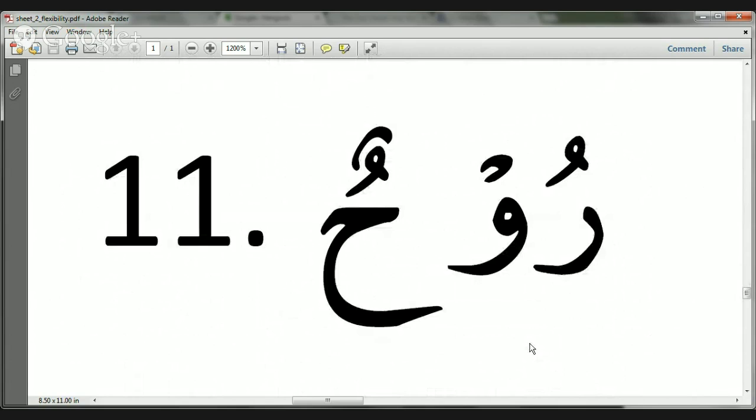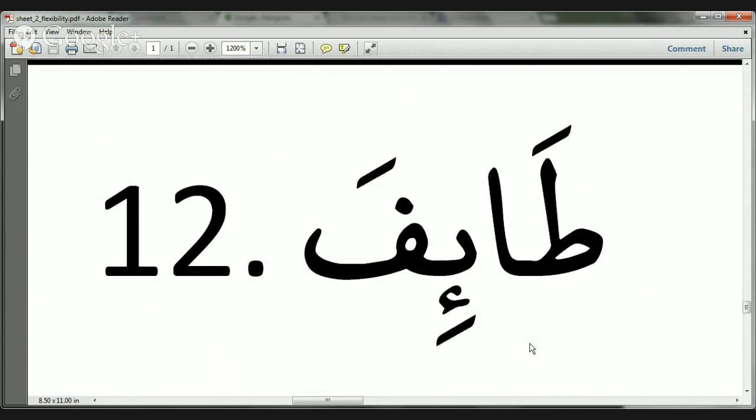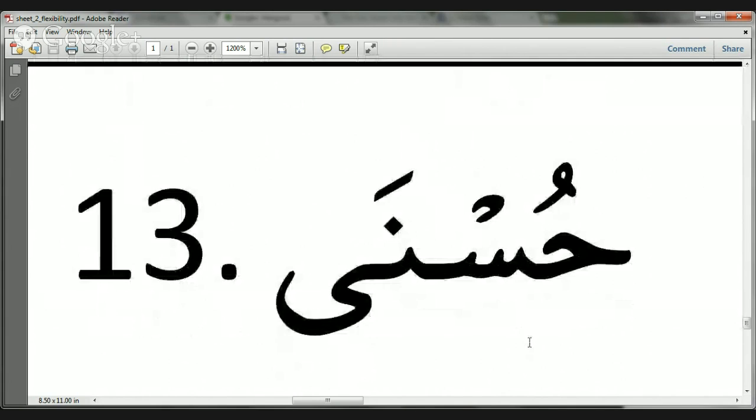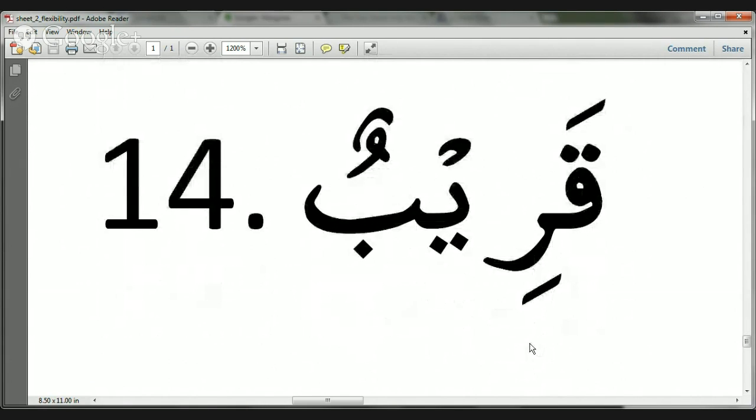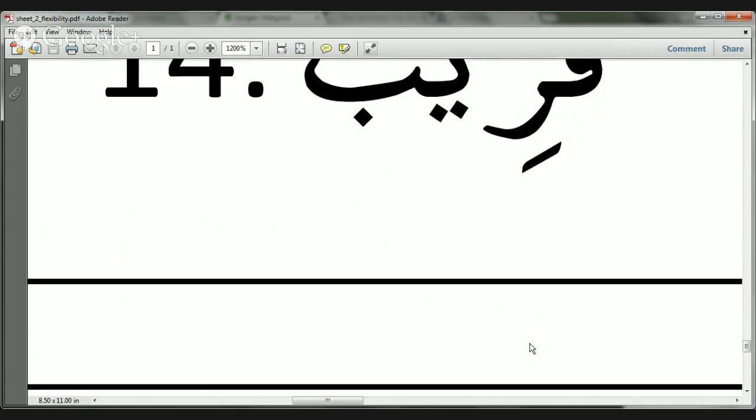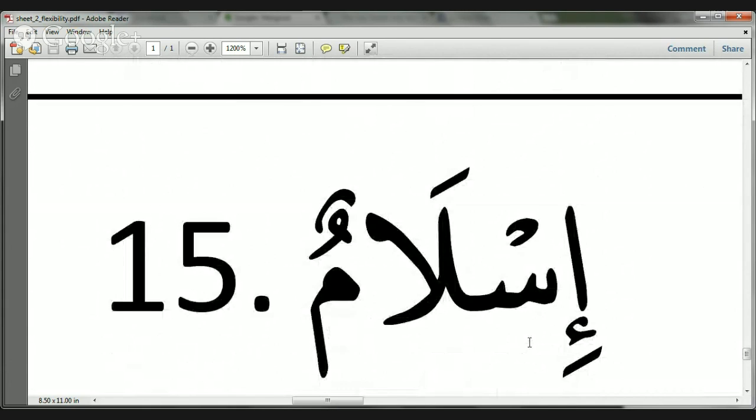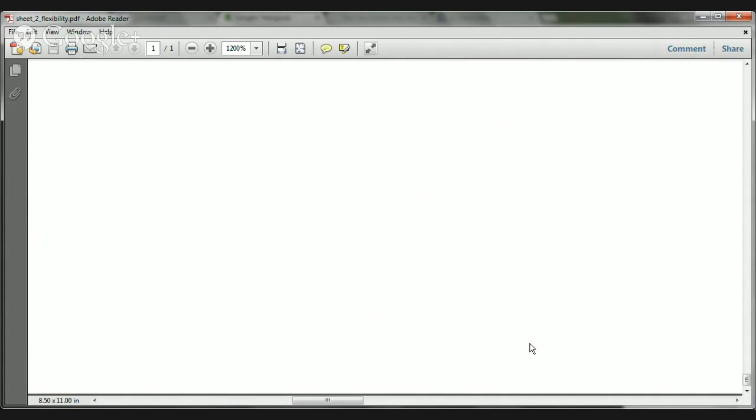Number 11, ruhun. Fully flexible. Why? Tanween. Good. Ta'ifa. Partly flexible. Why? Does anyone know the answer? Good. Number 13, husna. Non-flexible. Why? Alif maksura. Good. Qaribun. What is it? Okay, good. 15, Islamun. Fully flexible. Why? Tanween. Good. Let's go to the second sheet.